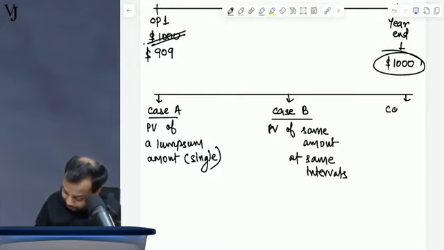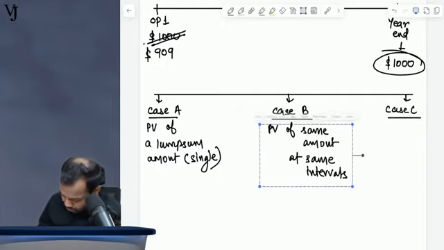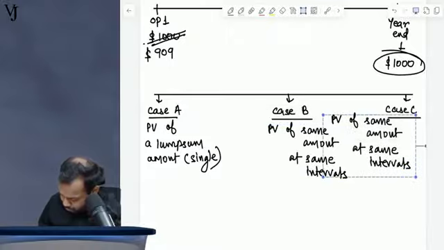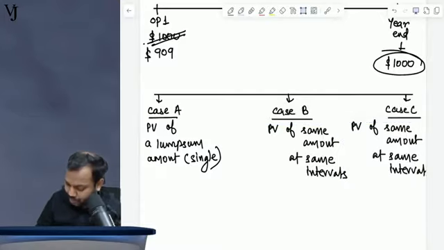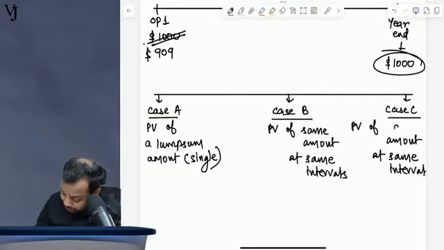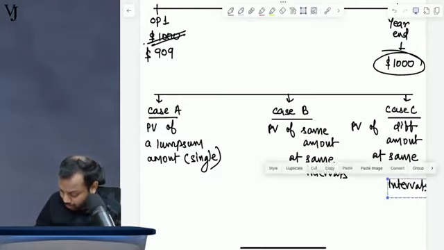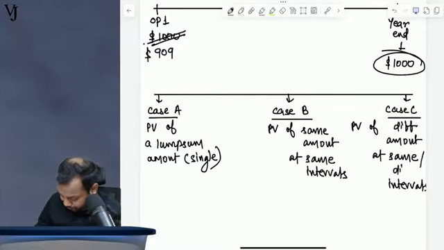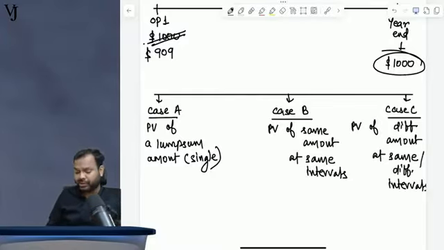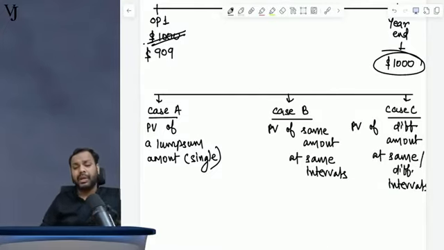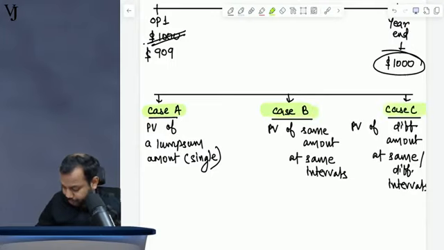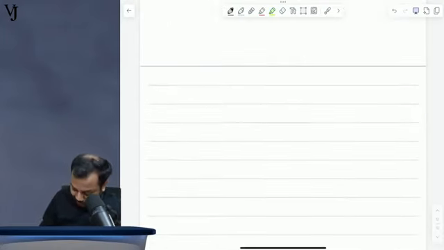Case C, present value of different amount at same or different intervals. Let me explain how to calculate the present value in each of these scenarios. Understand? Case A.